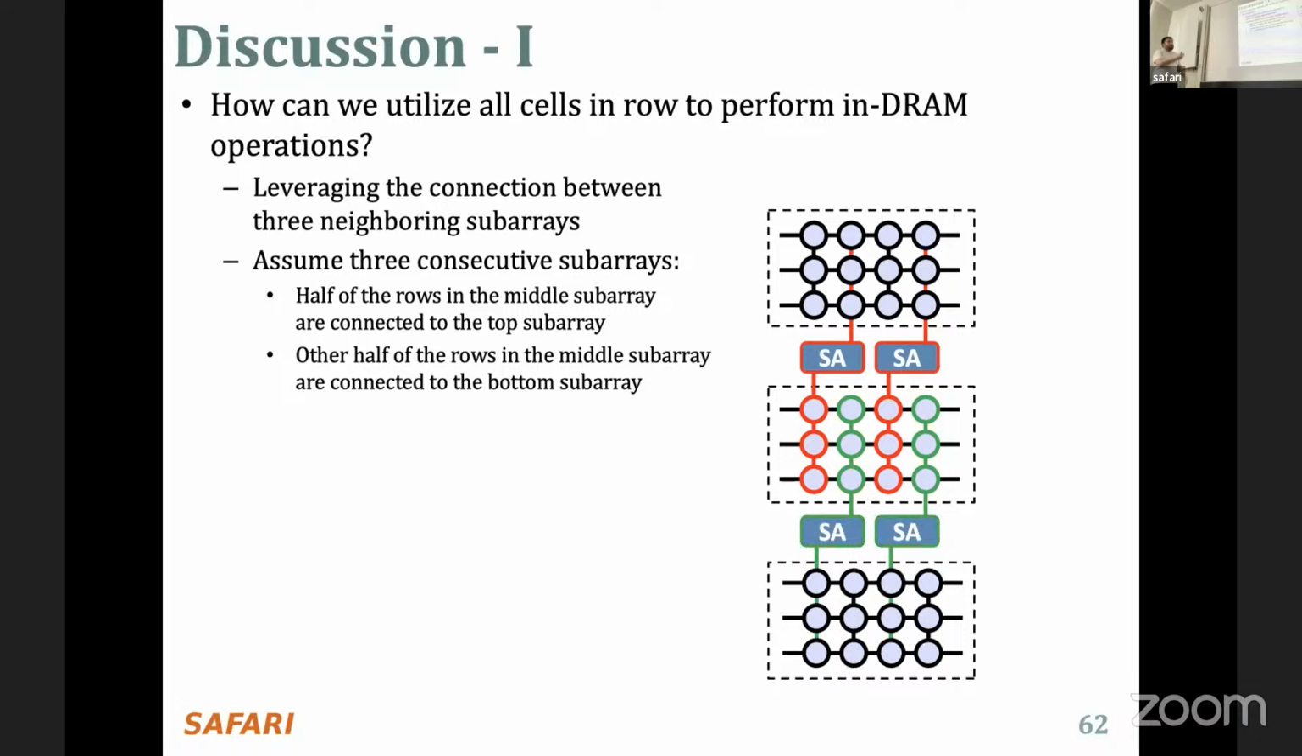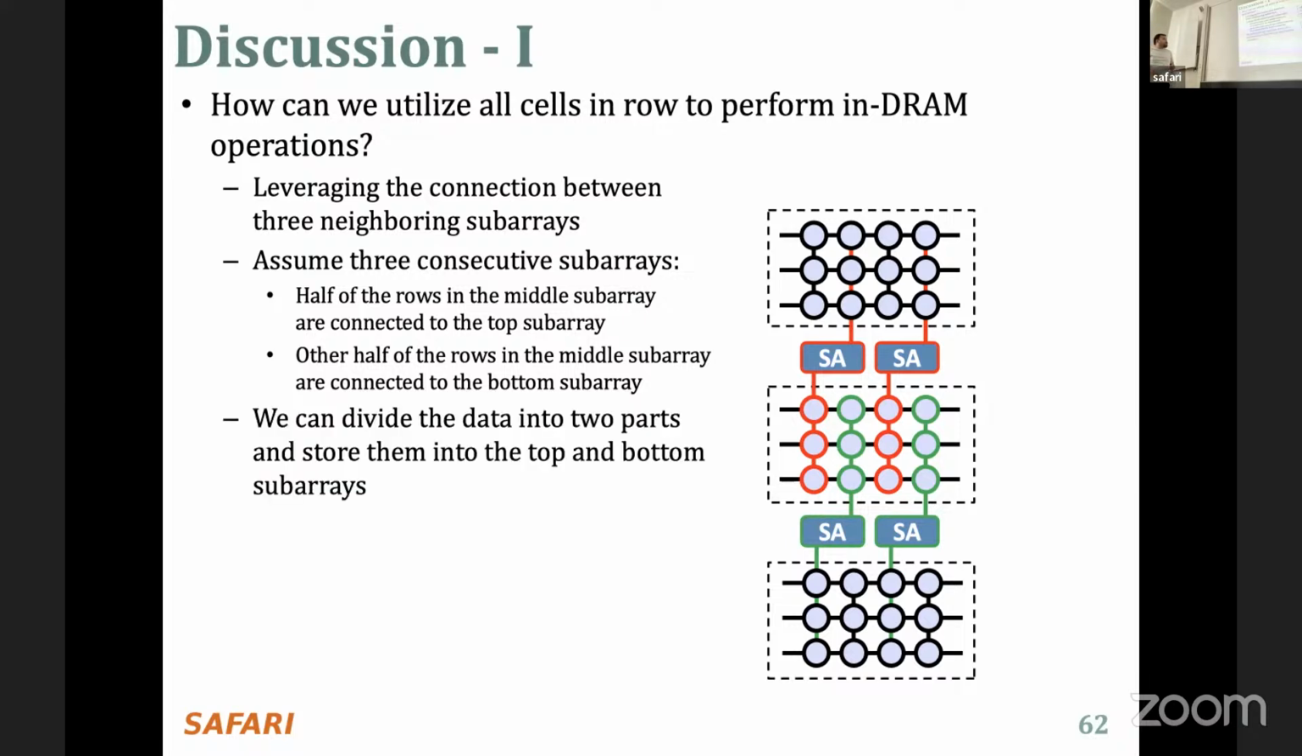So assume three consecutive subarrays in this example, and half of the rows in the middle subarray are connected to the top, which is indicated in red, and the other half is connected to the bottom subarray. What we can do here is divide the data into two parts and store them in the top and bottom subarrays. For example, let's assume you have A, B, C, D. You can store A and B in the top subarray, C and D in the bottom subarray. And then you can have the full throughput, right?